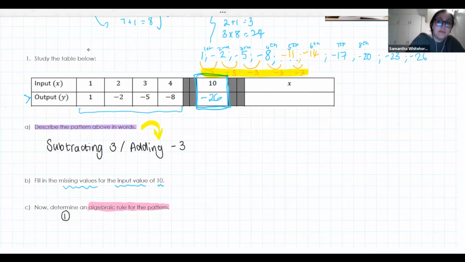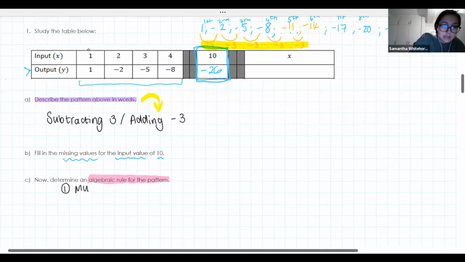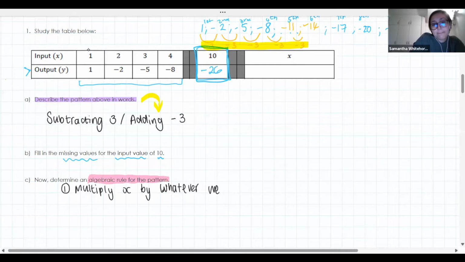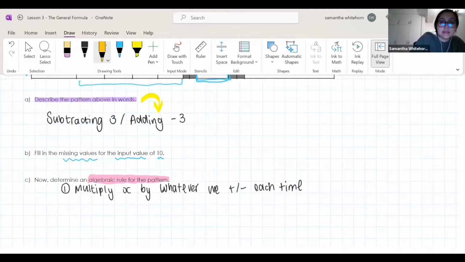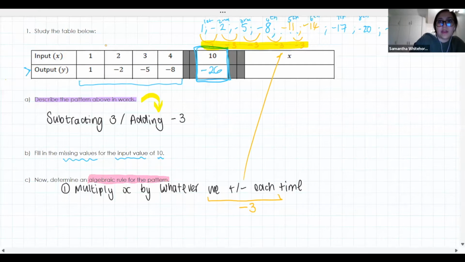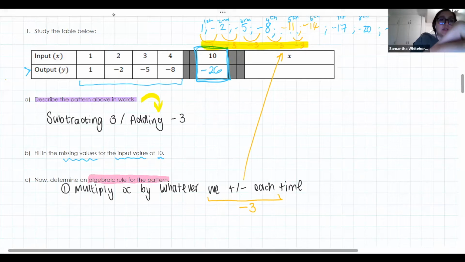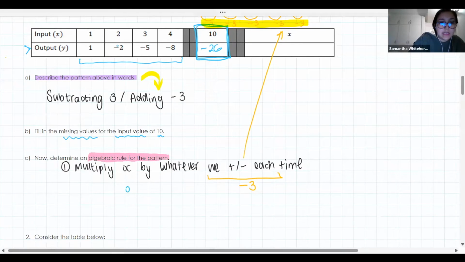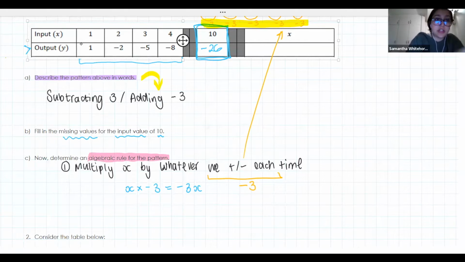So our very first step is we multiply the input value, which is x, by whatever we are adding or subtracting. I'm just going to do shorthand. So in this case, whatever we're adding or subtracting is the -3, and we got that from looking at our pattern. What we now want to do is multiply x by it. So we want to say x times -3, which gives us -3x. That's only half of it. We haven't finished getting our rule.